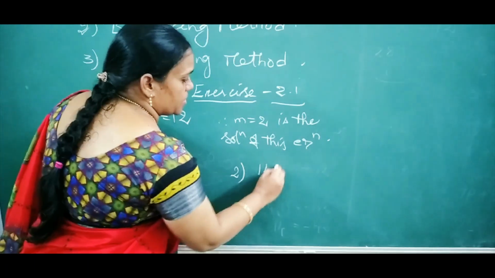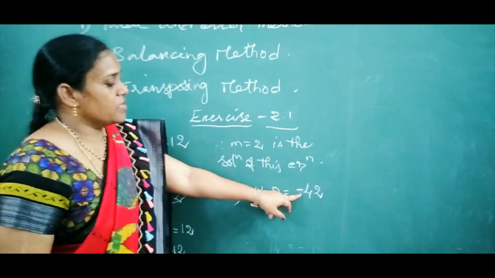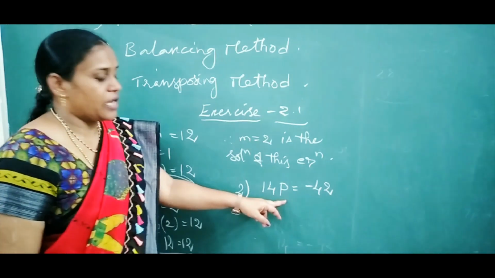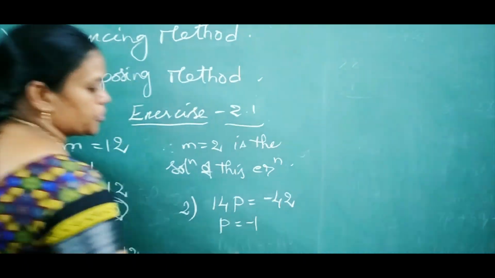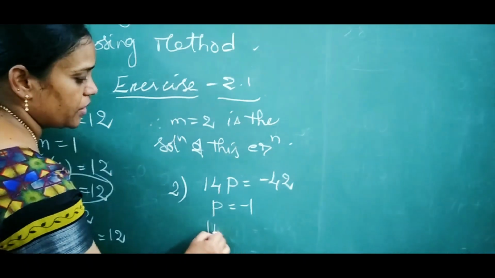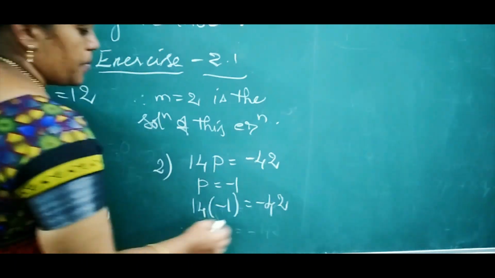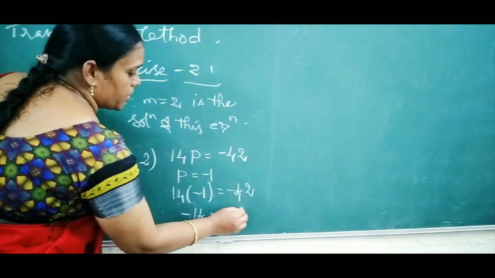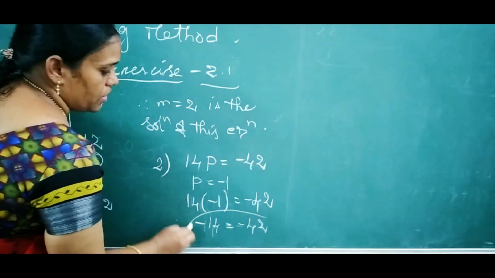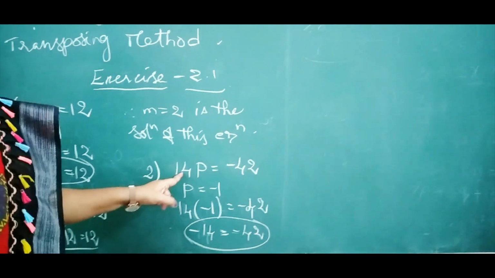Okay. Now the next one: 14p is equal to minus 42. Here we have a minus sign, so we have to take negative values for p. Now in the p place take p equal to minus 1. So 14 of minus 1 is equal to minus 42. Minus 14 ones are minus 14, which is not equal to minus 42. So it is not a correct answer. So minus 1 is not a solution of this equation.